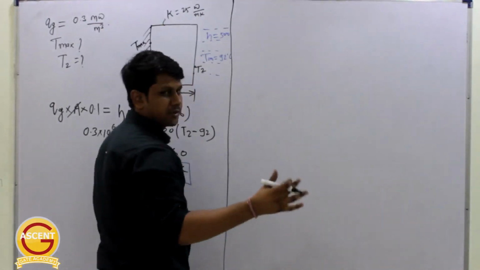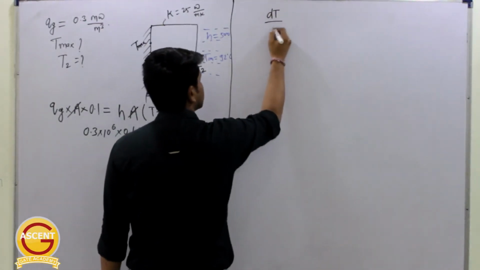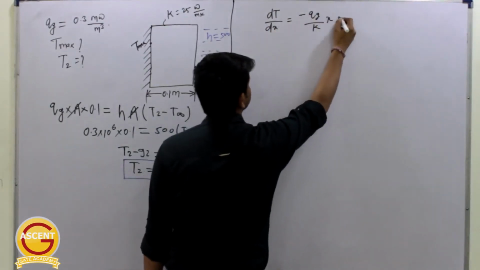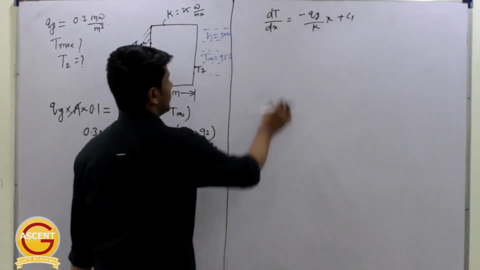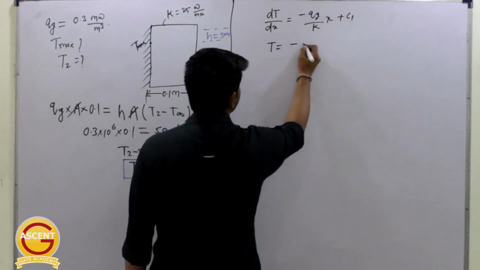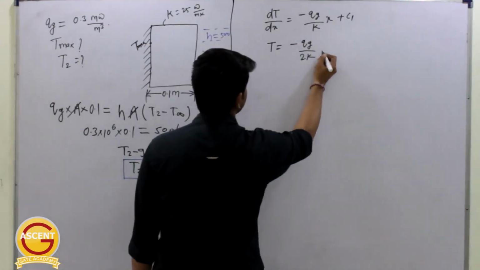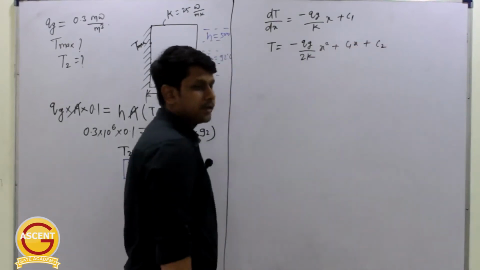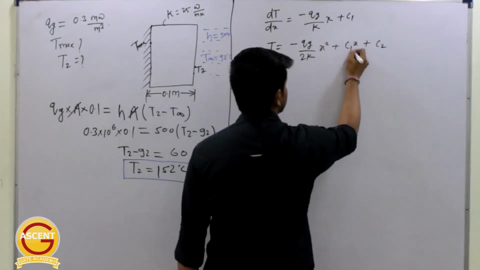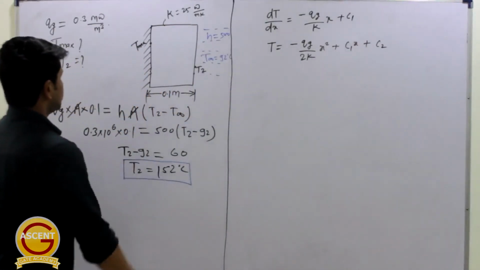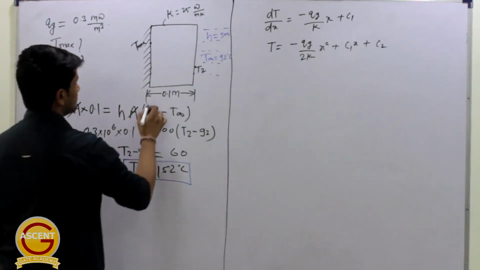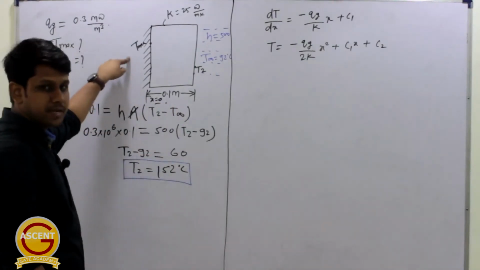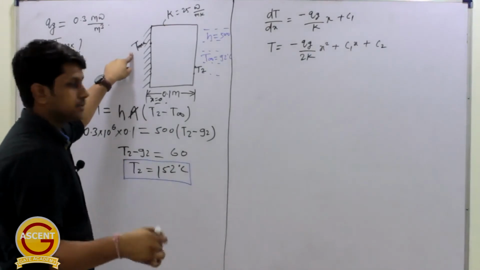From our generalized equation we have derived that dT/dx is equal to minus qg by k into x plus C1, right, and by integrating this we get T equal to minus qg by 2k into x square plus C1x plus C2, correct. Now in this case we know at x equal to 0, let us say this is x equal to 0, the temperature is maximum, so at that place the dT/dx value is 0.